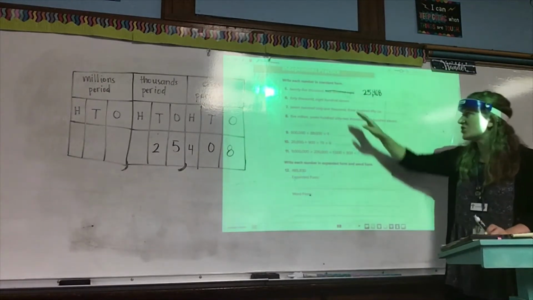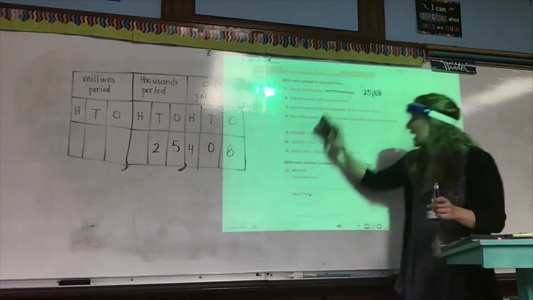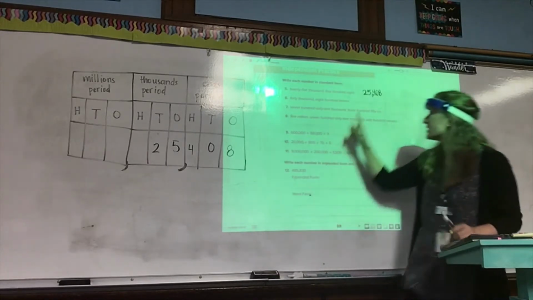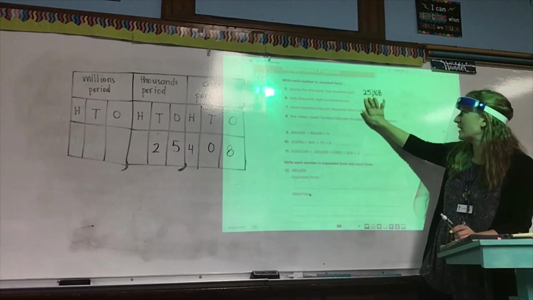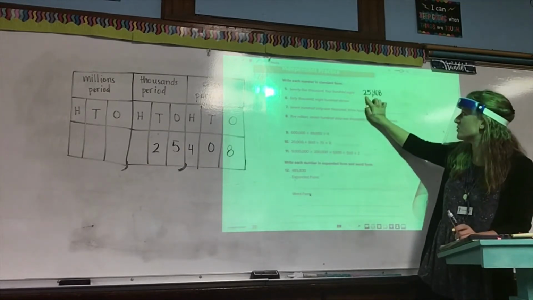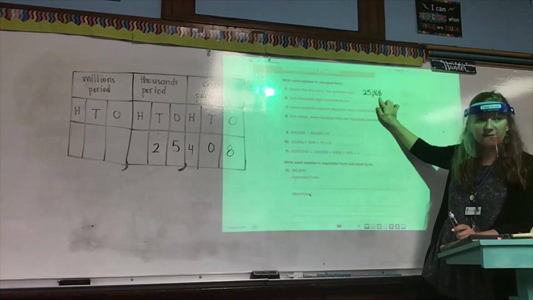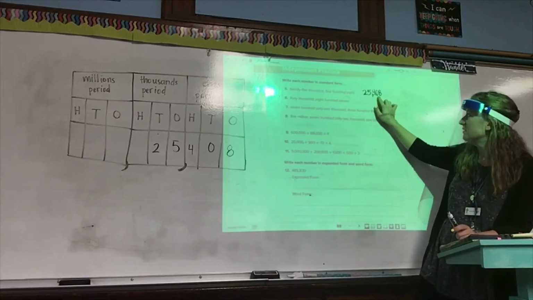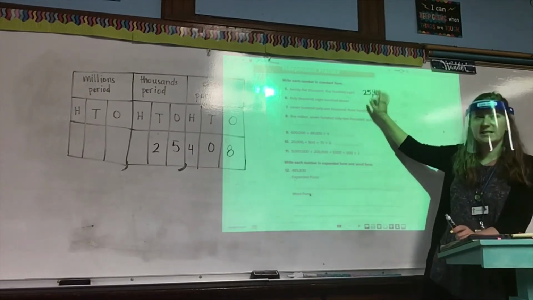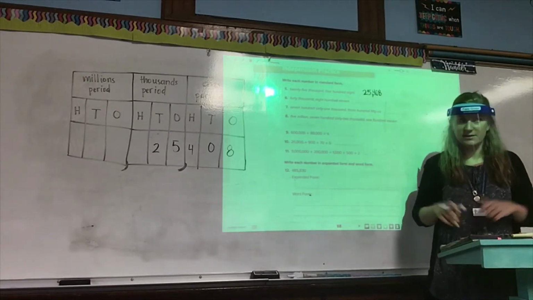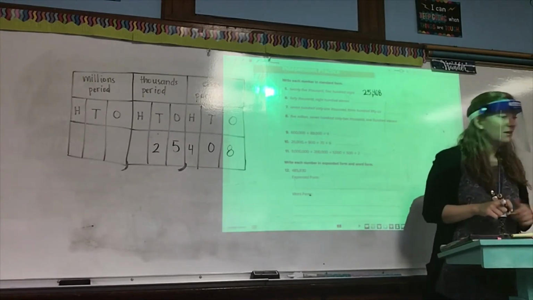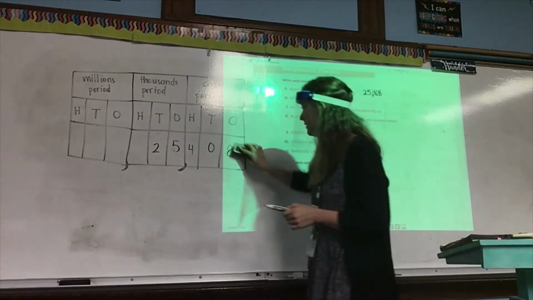So that means 25,408 looks like 25,408. We have 25 in the thousands period, so 25,000, and then 408 in the ones period, so 408. So all together we have 25,408. Does everybody feel good about that one? Let's move on to the next one.